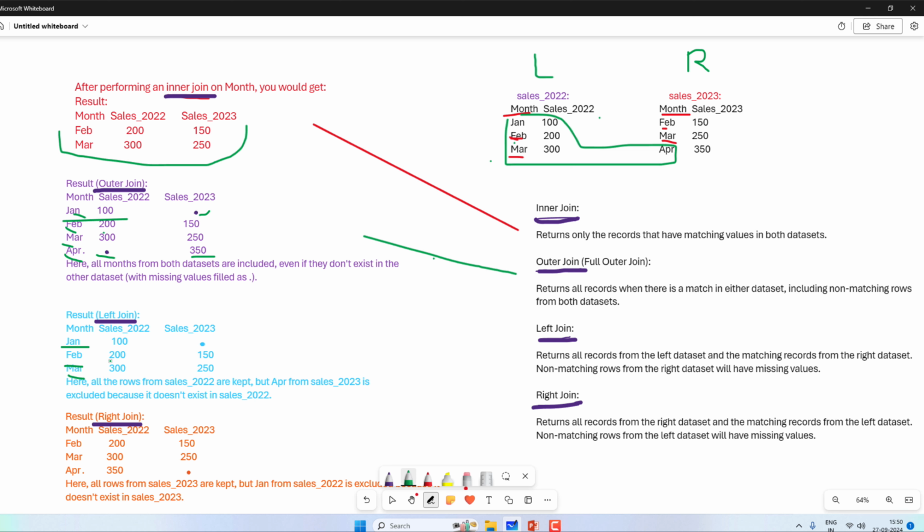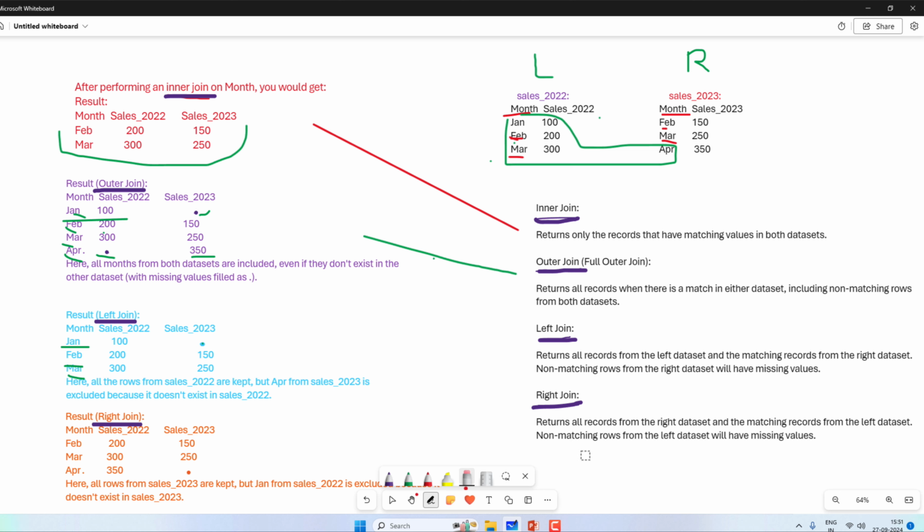So what the left join will do is, it will join all the records from the left data set, and when there is no record from the right data set, it will give it as blank. If you see here, January is not present in 2023, so it is giving blank. So the left join means it will only take the observations from the left, and it is the same for the right join, it will take the observations from the right side. And the next one is right join, which returns all the records from the right data set and the matching records from the left data set. Non-matching rows from the left data set will have missing values.